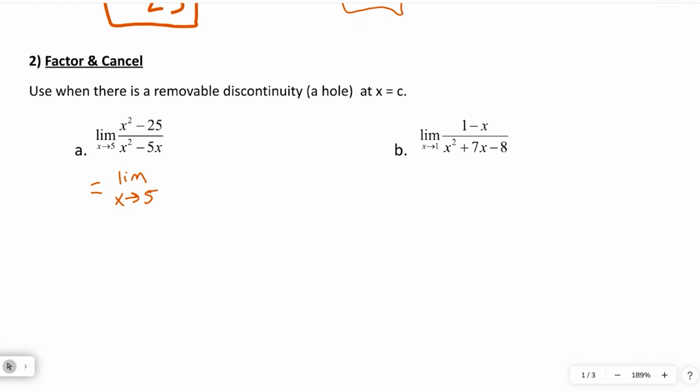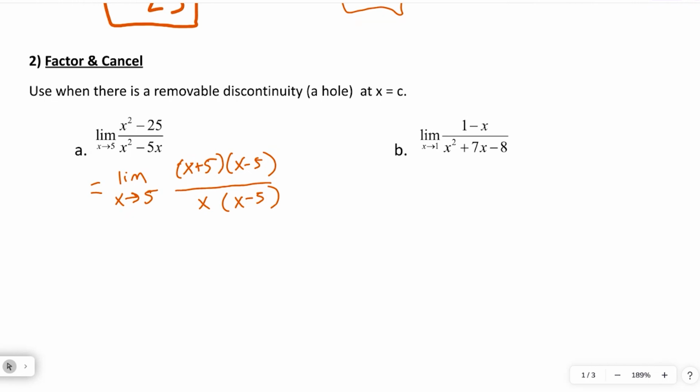So anyway, the limit as x approaches 5 of, now how would the numerator factor out? It's a difference of 2 squares. Yeah, x plus 5, x minus 5. And then the denominator is not a difference of 2 squares, but it does have a GCF. So we can factor out an x, leaving me with x minus 5. So you can see we've got those like factors. Normally, you're not allowed to just cancel those out, because if you cancel them out, you're removing the hole. That's why it's called a removable discontinuity.